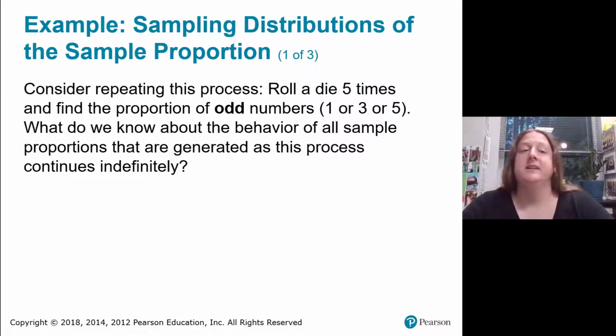So let's take a look at an example. So let's say we were going to roll a die 5 times and find the proportion of odd numbers. So we want to think about, what do we know about the behavior of all sample proportions that are generated in this process if it continues indefinitely?